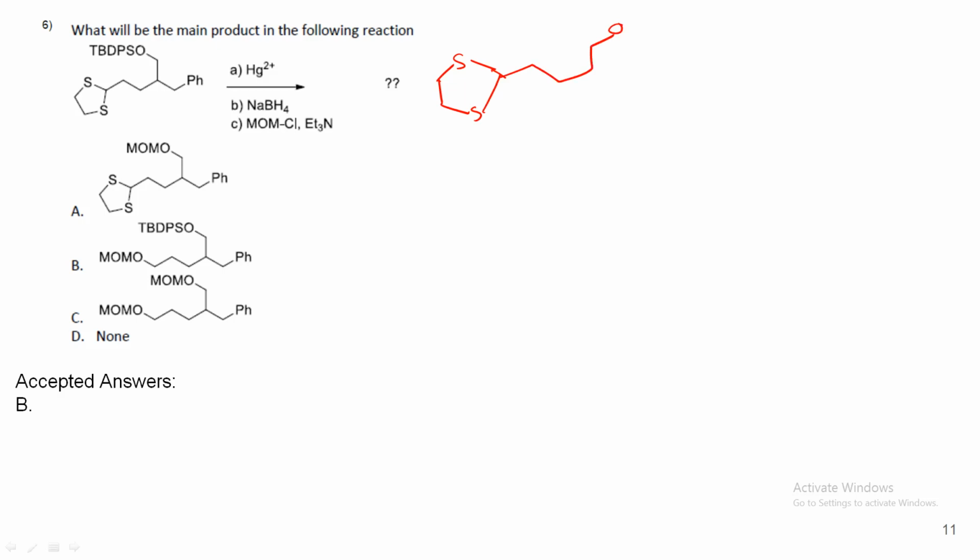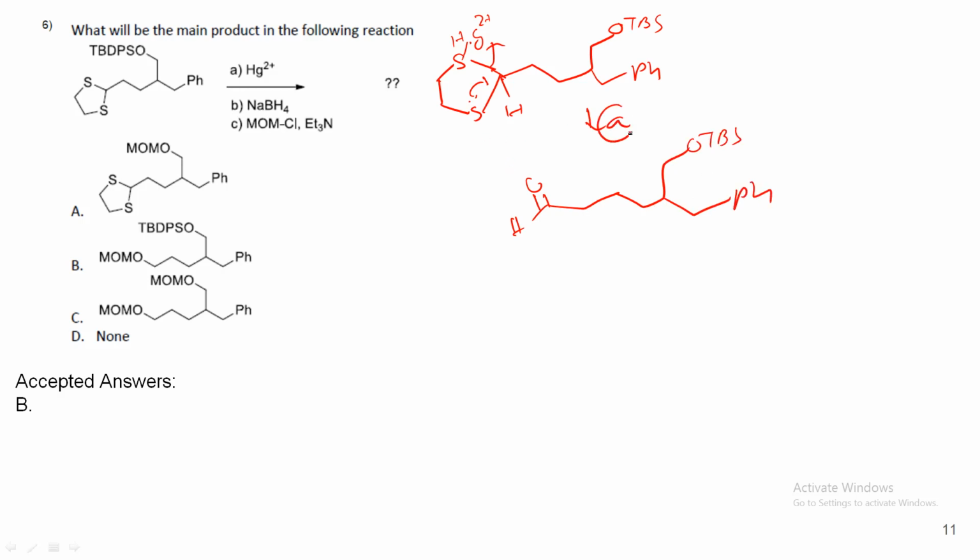So TBS, nothing but just TBS protection. In the presence of this Hg2+, this bond and sulfur would be doing this elimination, and ultimately here we are generating what? An aldehyde center. We have generated an aldehyde. So after step A, this should be our product.